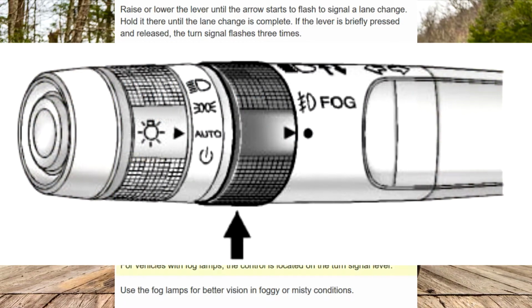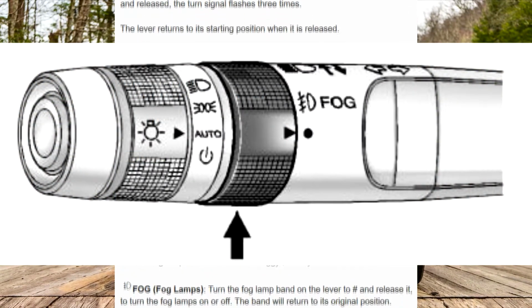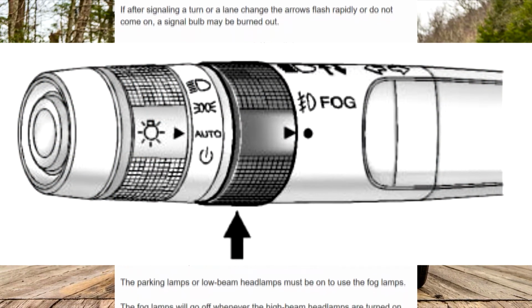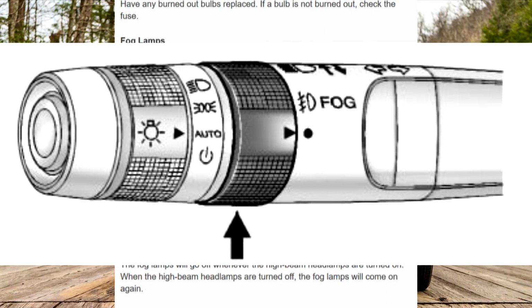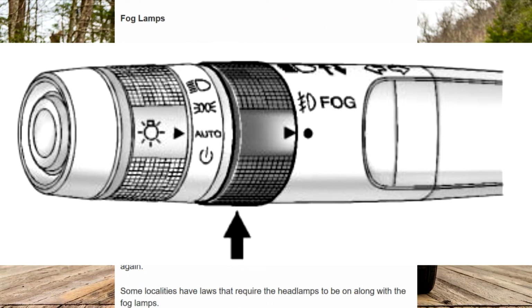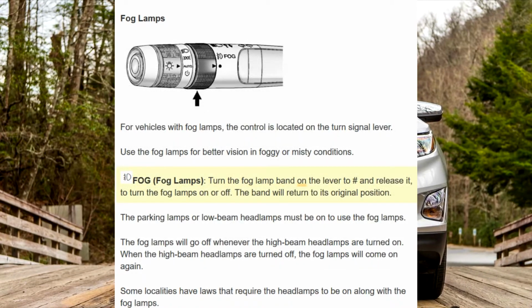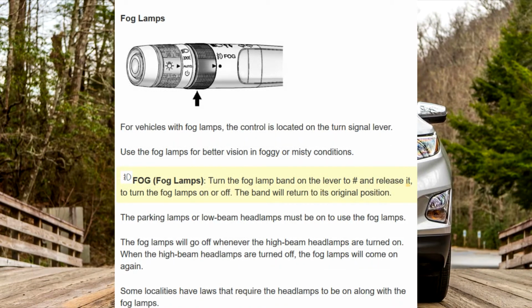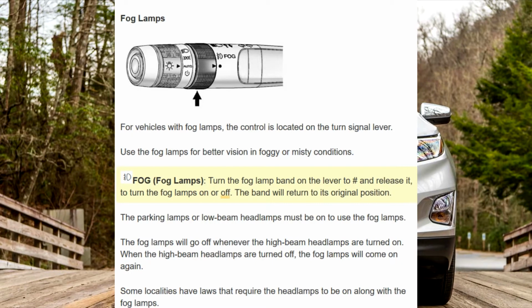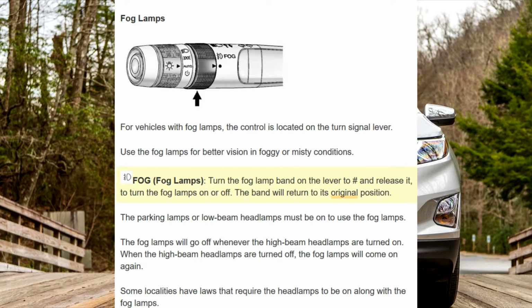Fog lamps. For vehicles with fog lamps, the control is located on the turn signal lever. Use the fog lamps for better vision in foggy or misty conditions. Turn the fog lamp band on the lever to push and release it, to turn the fog lamps on or off. The band will return to its original position.